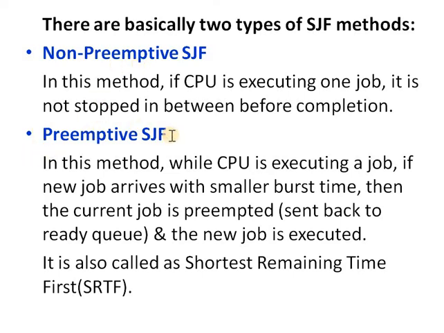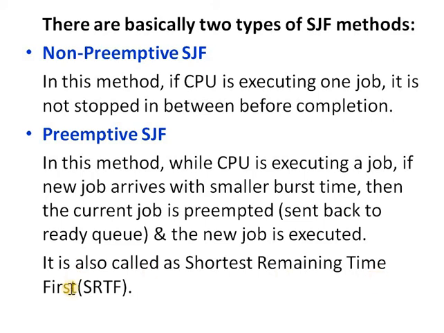And next, preemptive SJF. In this method, while the CPU is executing one job, if a new job arrives with a smaller burst time, then the current job is preempted. It is sent back to the ready queue and the new job is executed. So, it is also called the shortest remaining time first algorithm.